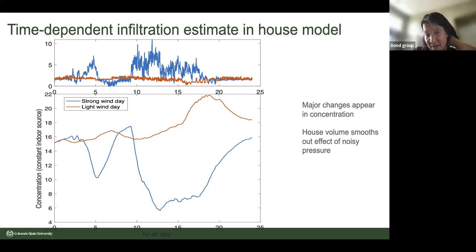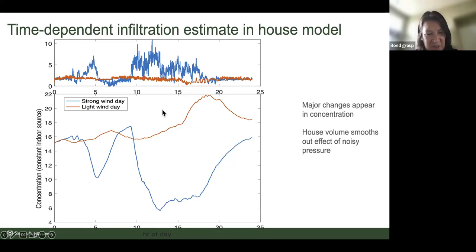And then the other day where there's hardly any wind, you can see that the concentration is remaining fairly constant. And then later in the afternoon, it goes down a bit and the concentration goes up. And again, I've just faked a constant source.